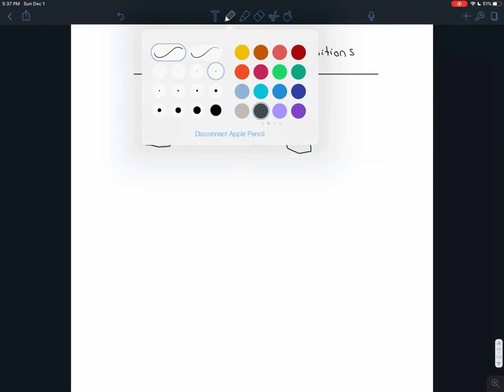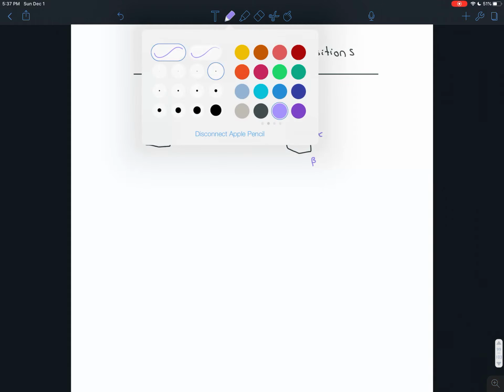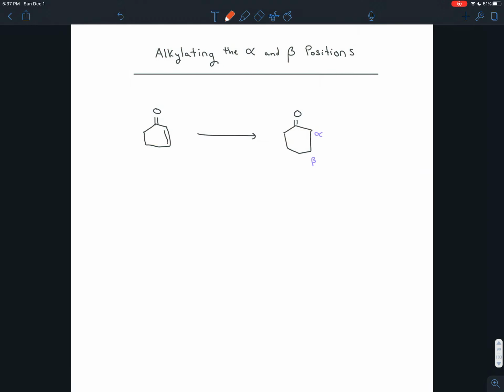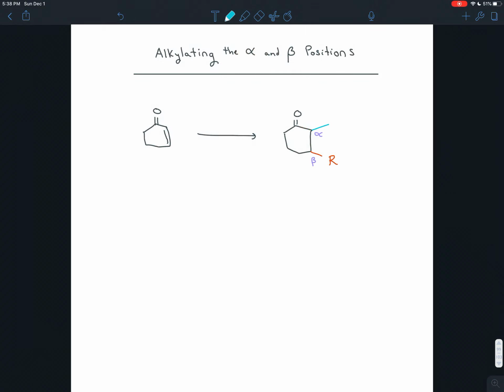So we have the alpha carbon and the beta carbon. You could put an alkyl group on the beta carbon, and here maybe I'll just put an R, because it could be any alkyl group. And you could put an alkyl group on the alpha carbon. So that could be the same thing, it could be a different thing. You can alkylate, put a hydrocarbon chain on both the alpha and the beta carbons. So how would you do that?